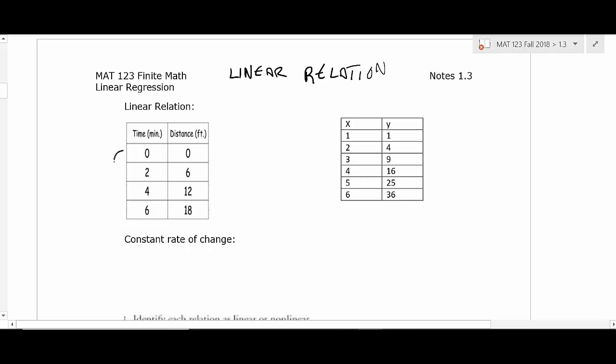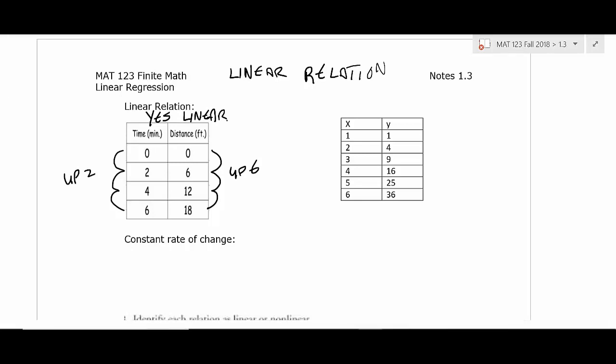First of all, what is x going up by? Up 2. It always is, right? What is y going up by? Up 6. So that's linear. So the answer to this is yes, that would be a linear relationship. If x goes up the same amount, so does y. It doesn't matter that it's a 6 or whatever, it's just that it continues to go up 6.